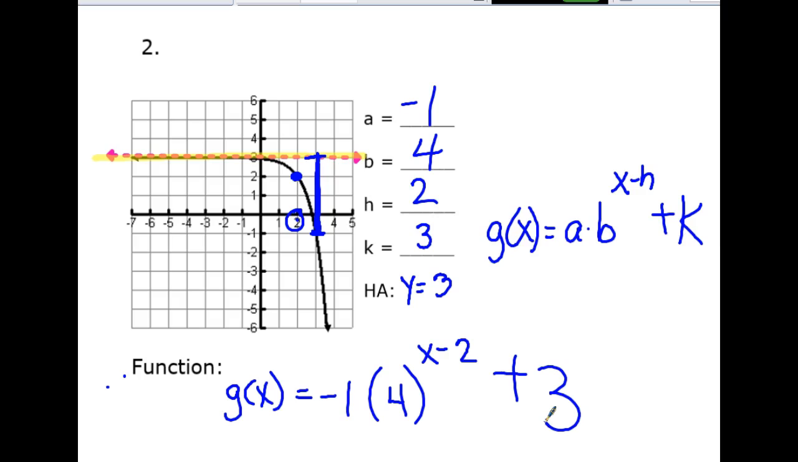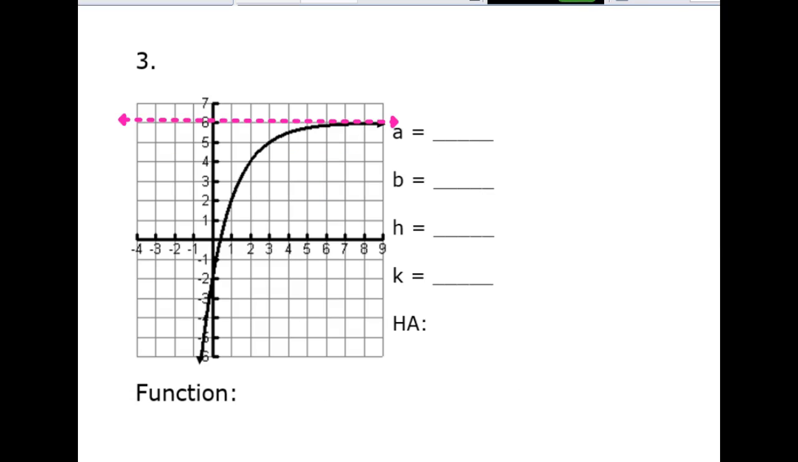Now, it says +2. Why does it say -2? X is still a liar. Always has been. Okay, on your paper, you fill out problem part 3.